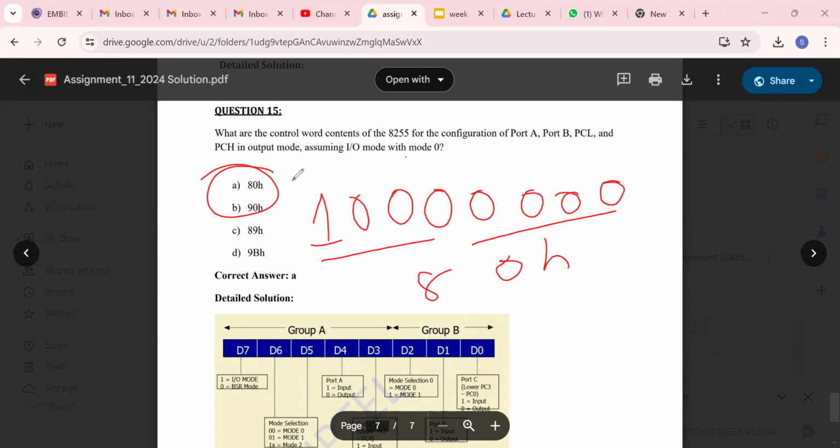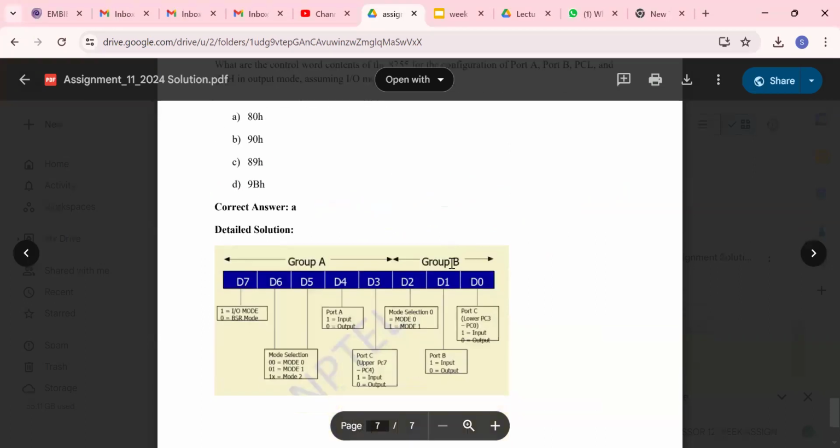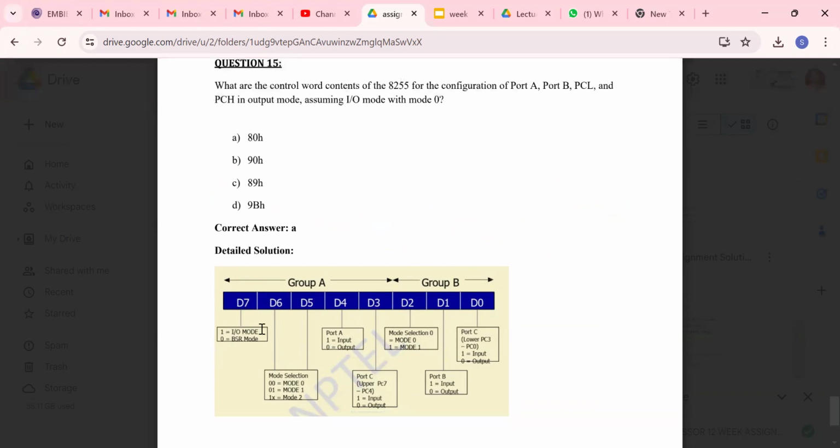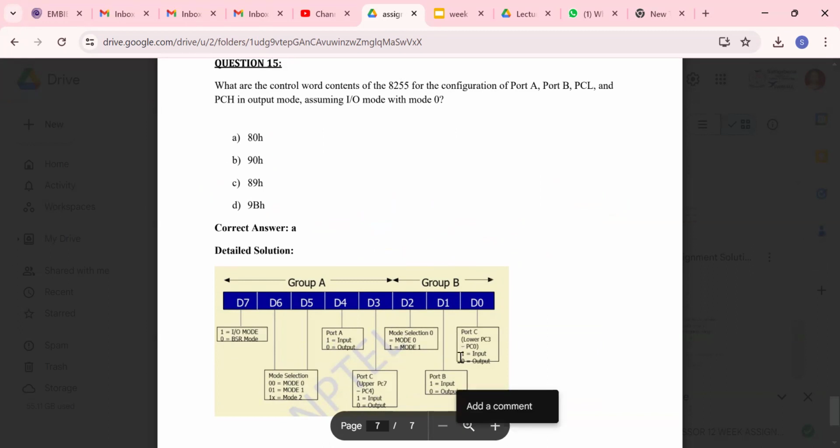So 80H. In this, while we are seeing, we can see that for the IO mode it is now 1. The remaining 0, 0 is for mode 0. Port A is output mode, 0. Port C upper is also output mode, 0. Mode 2 selection, 0, is for mode 0. And port B is also output mode, 0. And port C lower is also output mode, 0.